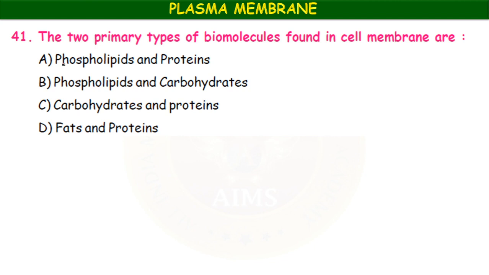The two primary types of biomolecules found in the cell membrane are phospholipids and proteins, phospholipids and carbohydrates, carbohydrates and proteins, fats and proteins. Okay. Phospholipids and proteins are the two biomolecules of which the cell membrane is made.